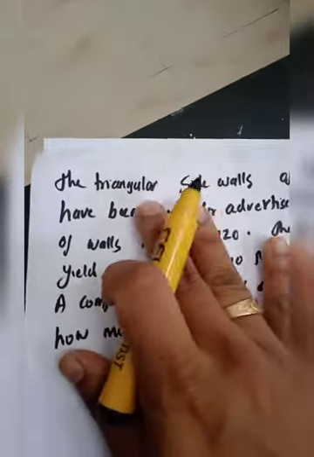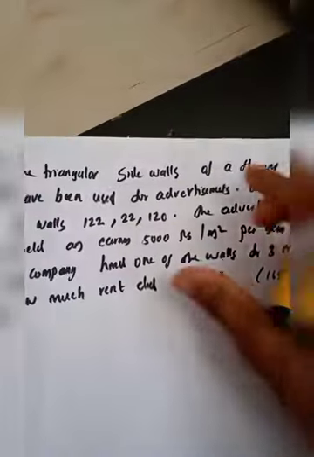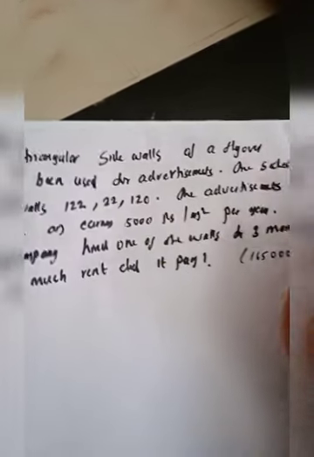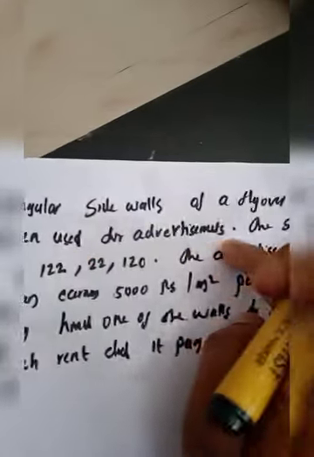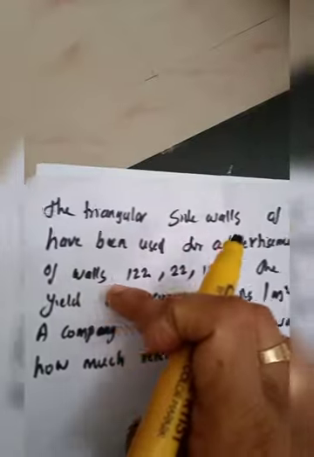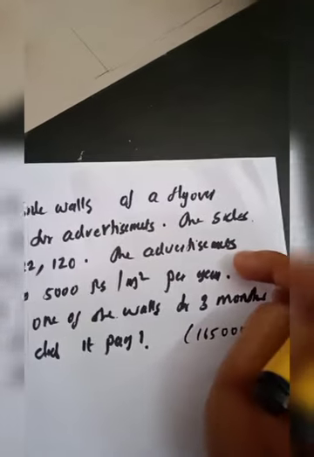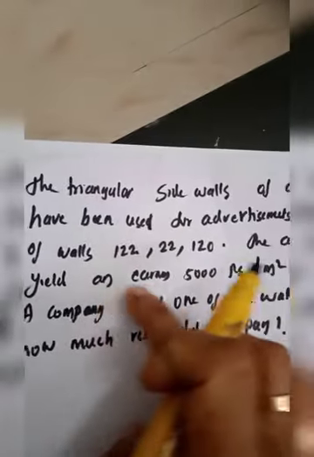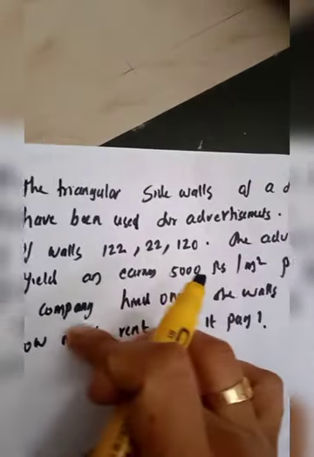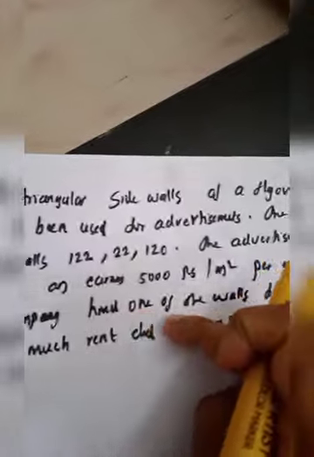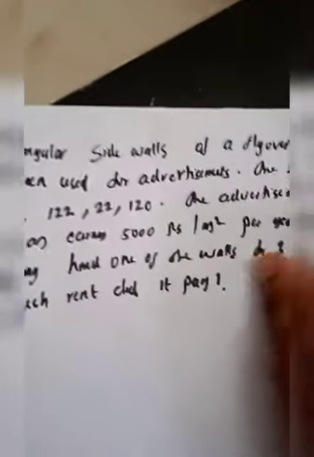So I will take the problem that got mixed up and explain it. This is one of the most important questions in that exercise. I will explain that. A triangular side wall of a flyover has been used for advertisement. The sides of the walls are 122, 22, 120. The advertisements yield an earning of 5,000 rupees per meter square per year. A company hired one of the walls for 3 months. How much rent did it pay?